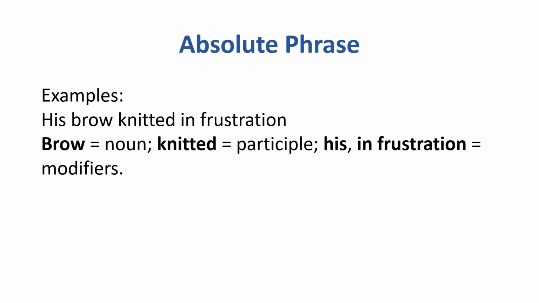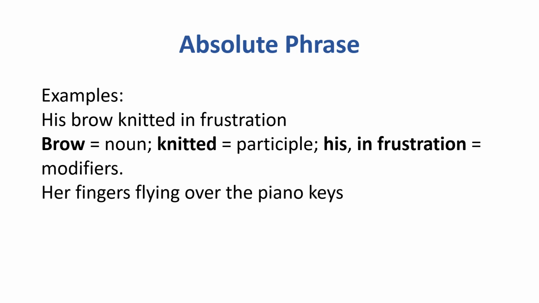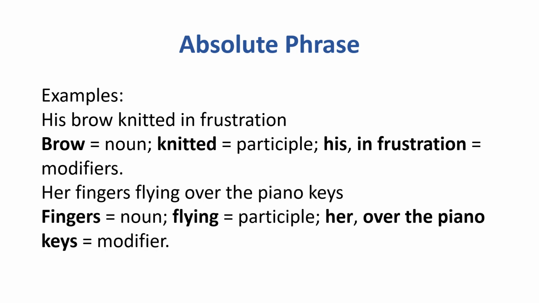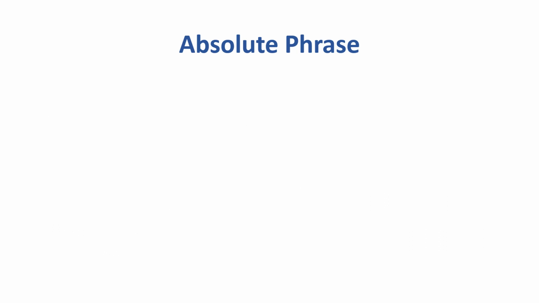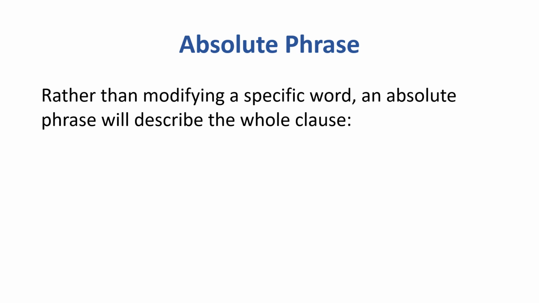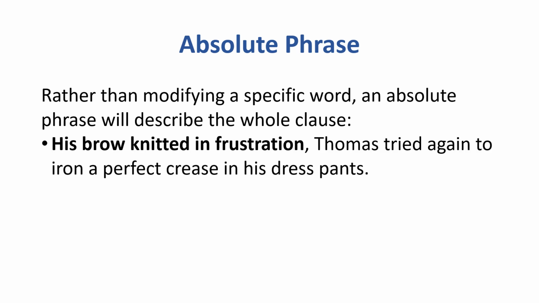His brows knitted in frustration. Here, brows is the noun, knitted is the participle, and his and in frustration are basically the modifiers. And her fingers flying over the piano keys. Fingers is the noun, flying is the participle. Her and over the piano keys are the modifiers. Rather than modifying a specific word, an absolute phrase will describe the whole clause.